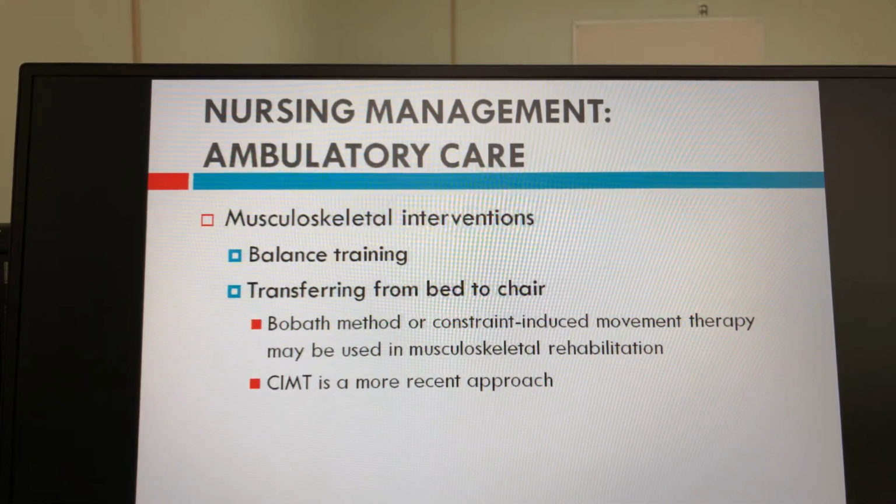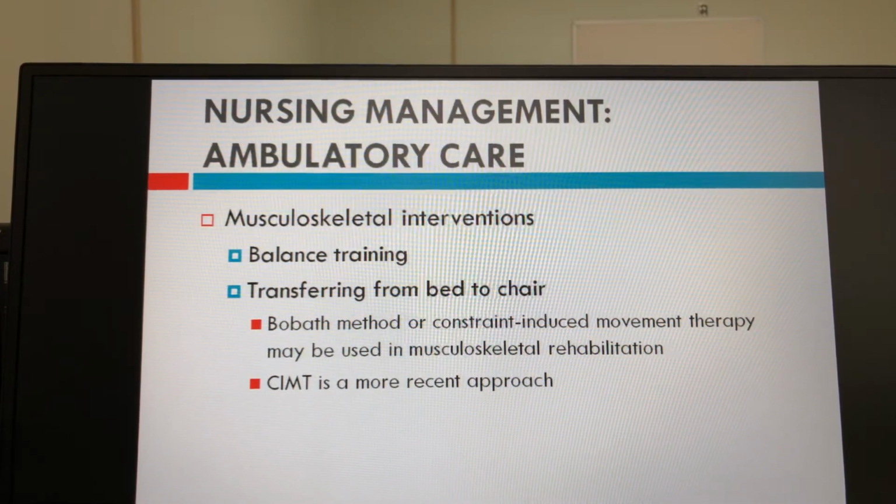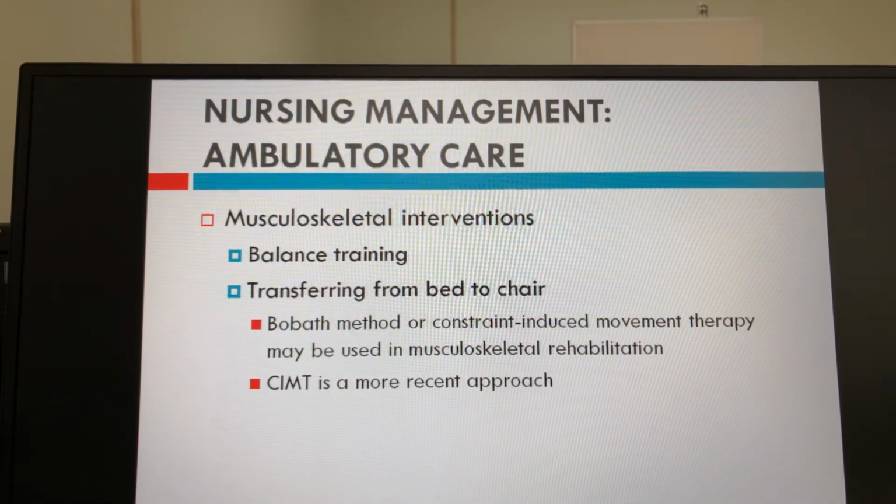An example is to have the patient transfer into the wheelchair using the weak or paralyzed side and the stronger side to facilitate more bilateral functioning.